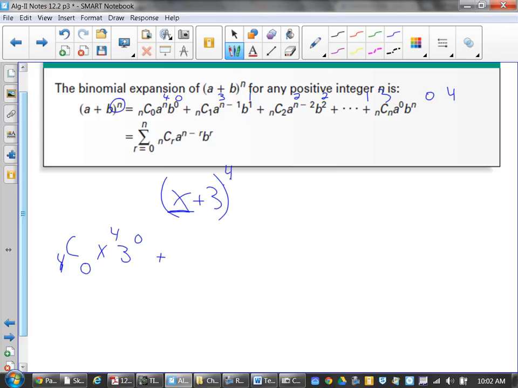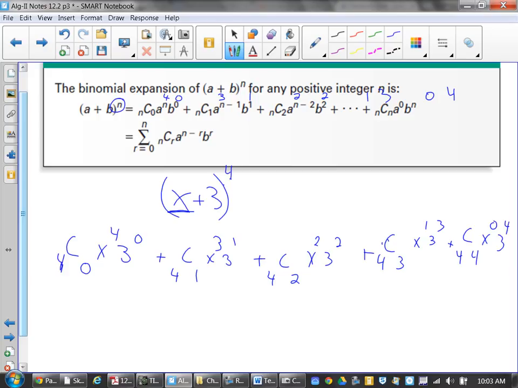This is 4th degree. It's 4 choose 1, x to the 3rd, 3 to the 1st. I dropped a degree, I added a degree. That makes sense. The next one would be 4 choose 2, x squared, 3 squared. Drop a degree, add a degree. See the pattern now? See why it's a heck of a lot easier than trying to write all that out? The next term would be 4 choose 3, x to the first, 3 cubed, plus 4 choose 4, x to the 0, 3 to the 4th. That's how you can expand out higher degree polynomials quickly.